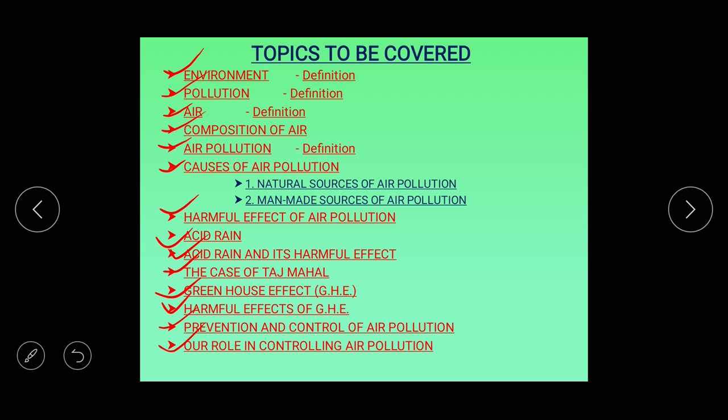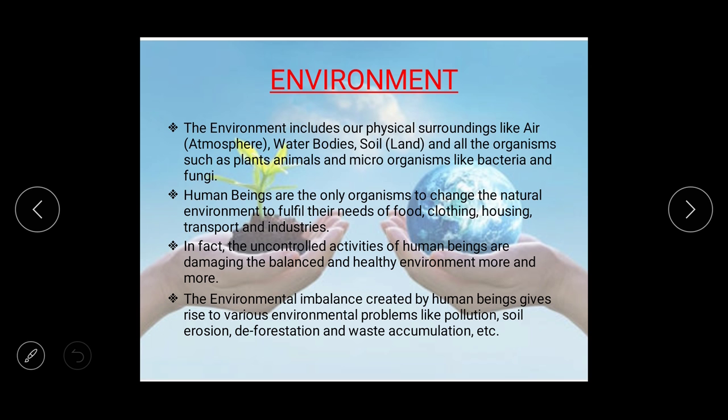So, children, before going into detail about air pollution, we should know the environment, as it includes air, water and soil. Let's start with the environment. The environment includes our physical surroundings like air, atmosphere, water bodies, soil, and all the organisms such as plants, animals, and microorganisms like bacteria and fungi.